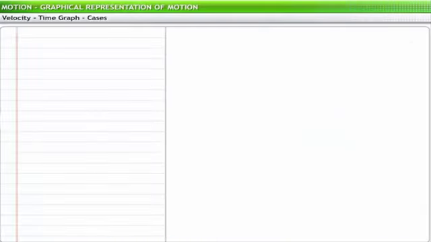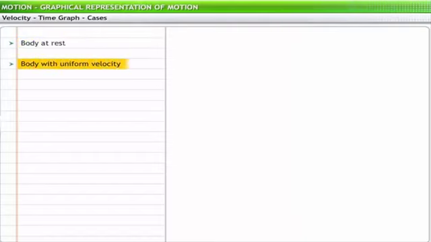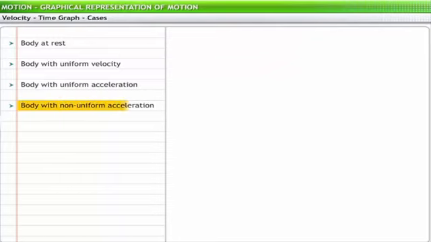Let's consider the different cases that can be represented by a velocity time graph. Body at rest. Body with uniform velocity. Body with uniform acceleration. Body with non-uniform acceleration.